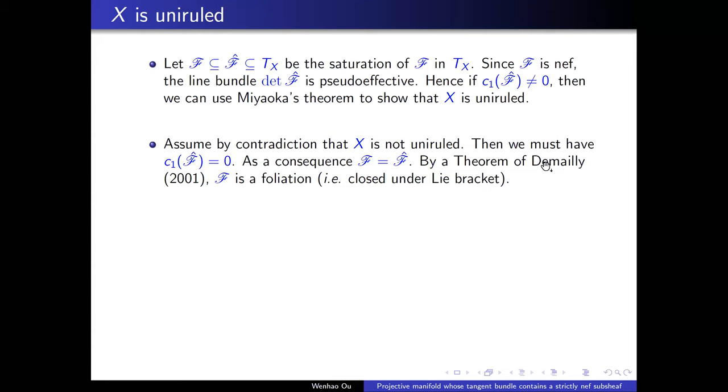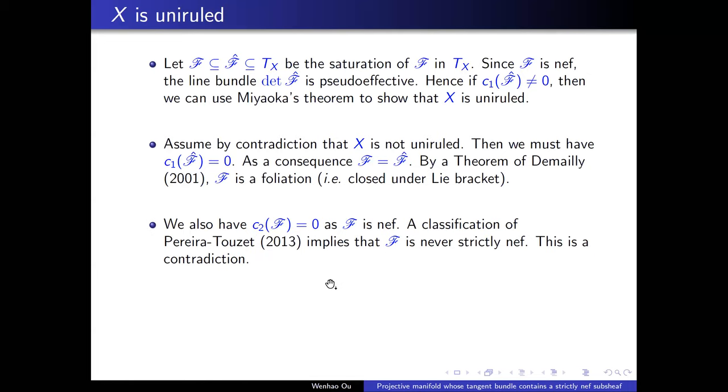So this is an analytic proof and this is an analytic condition. So F is a foliation. As I mentioned, F is nef and its c_1 is equal to zero. So F is so-called numerically flat, which means that all the Chern classes of F vanish. That's why it's called numerically flat. So in particular, c_2 of F is also zero. Now there is a classification of numerically flat foliations by Pereira and Touzet in 2013, which implies that F is never strictly nef. So this is a contradiction.